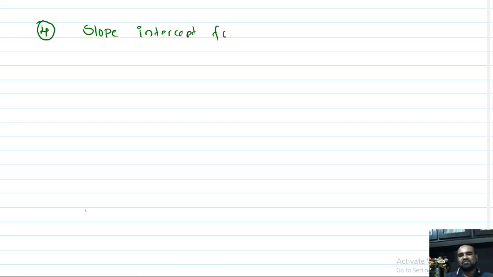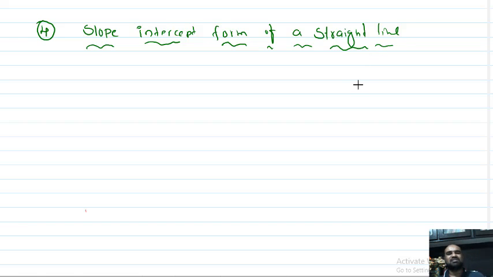Okay, next. I can say the fourth one, slope intercept form of a straight line. So this is important. What is meant by intercept? Intercept means a part of a line segment is called its intercept.